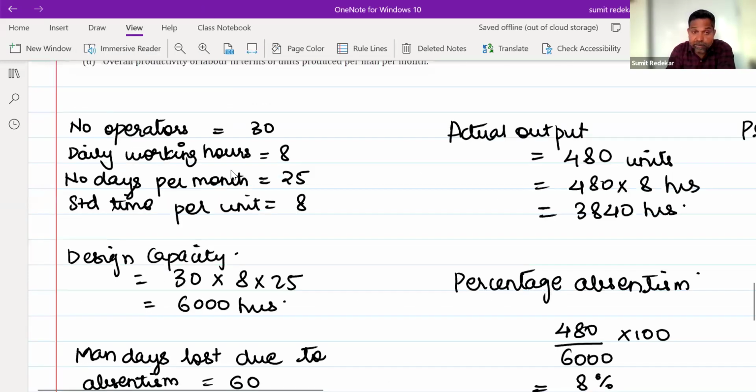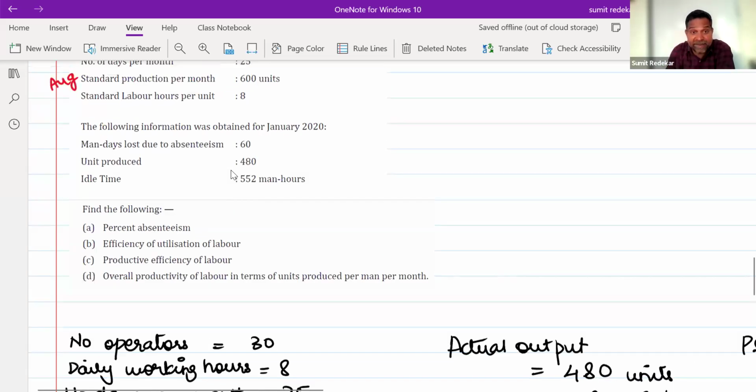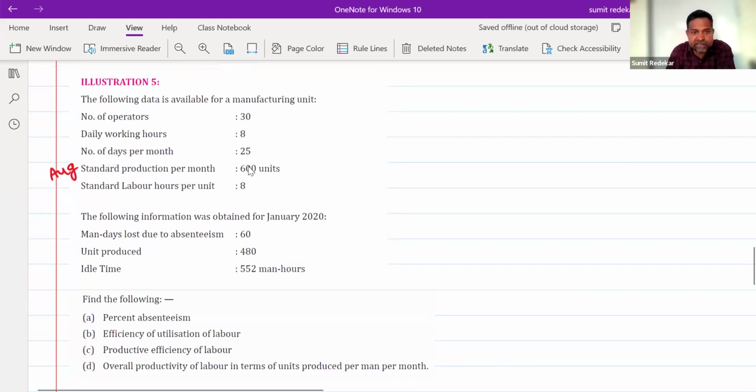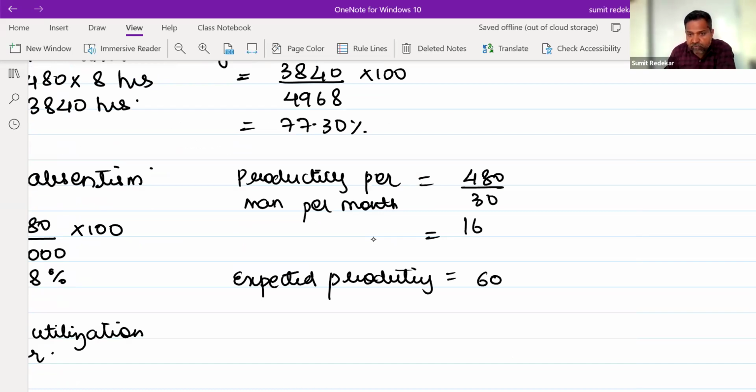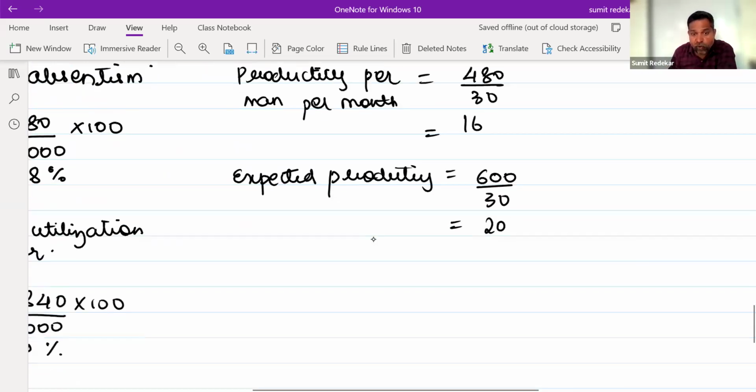Next, remember they had compared in that solution. We'll quickly do that as well. Usually 600 units were made, now only 480 are being made. So let's go back to expected productivity. Is 600 out of 30, which is nothing else but a 20. Do you notice productivity has fallen?